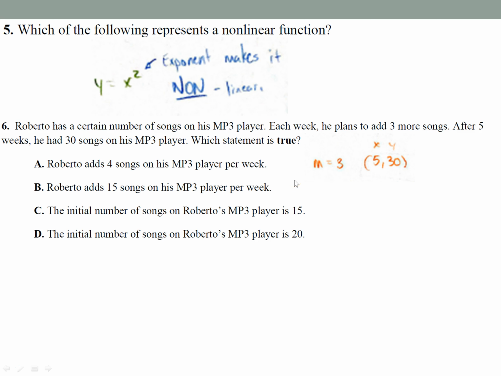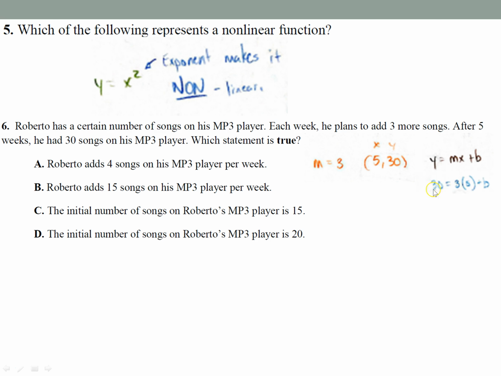Now, what this does is it lets me start looking at the answer choices. Now, for A, Roberto adds 4 songs on his MP3 player per week. No, he adds 3. A is wrong. B, he adds 15. Well, we know it was 3, so B is definitely wrong. And the other ones, C and D, ask about the initial number of songs. That's the initial value, or b. So let's substitute and find that. I have my slope-intercept equation. All right.